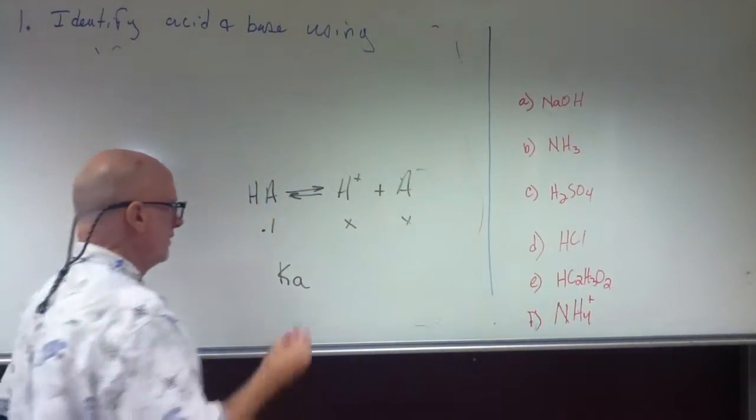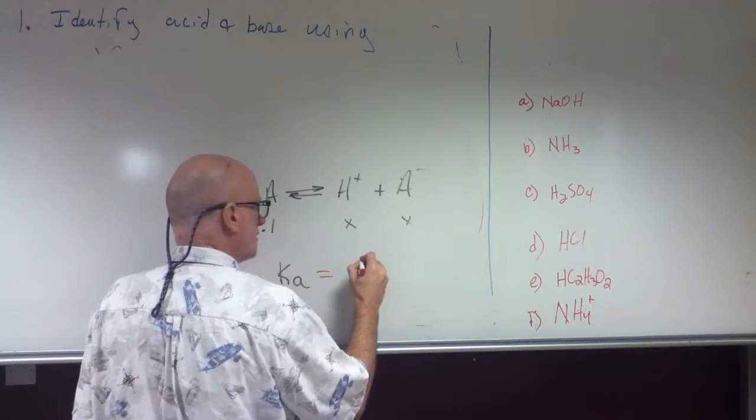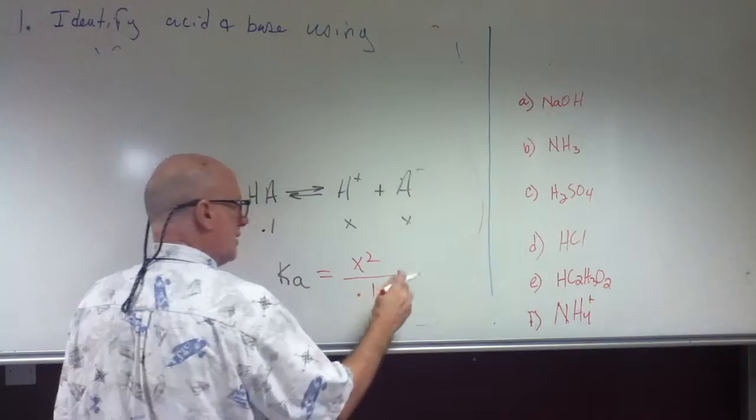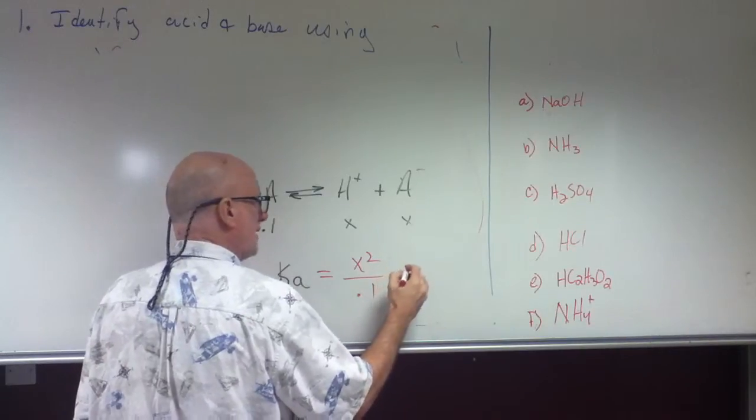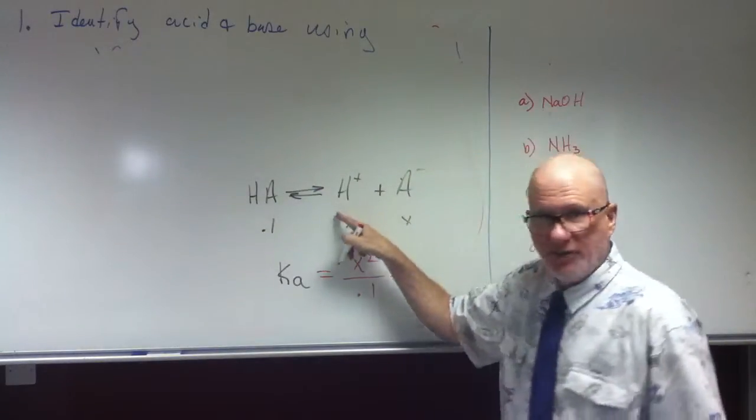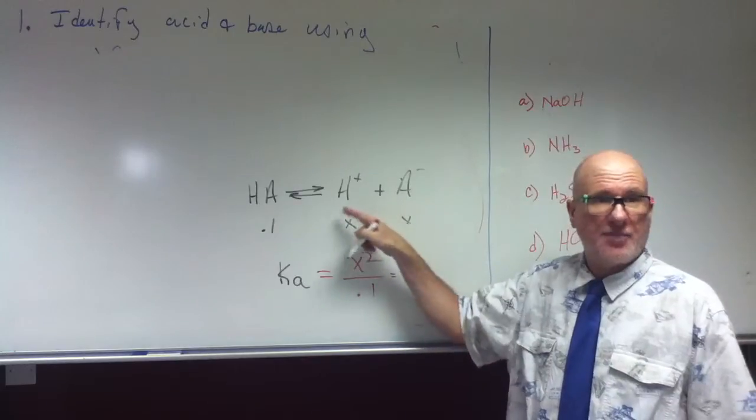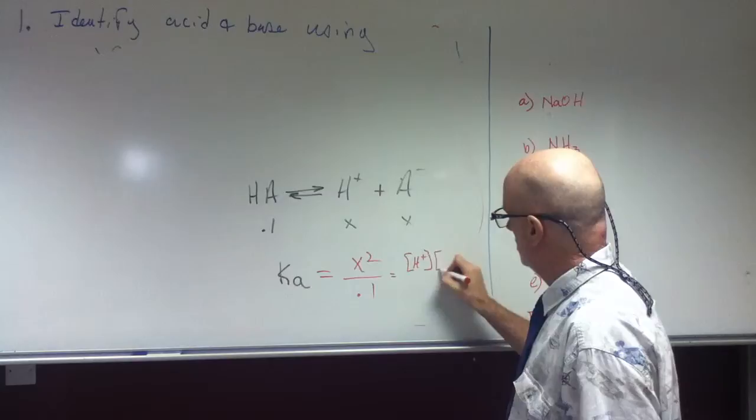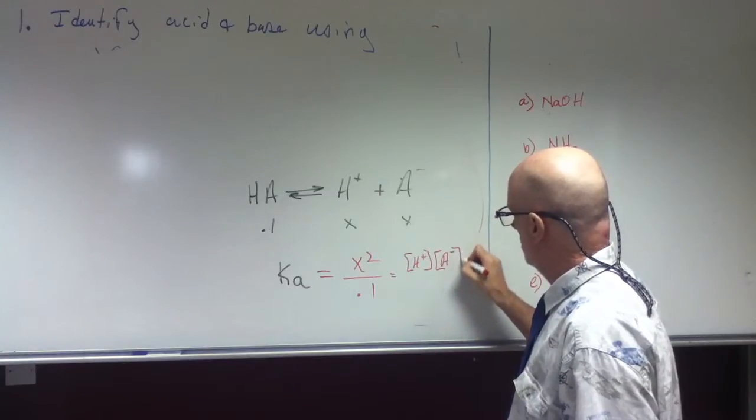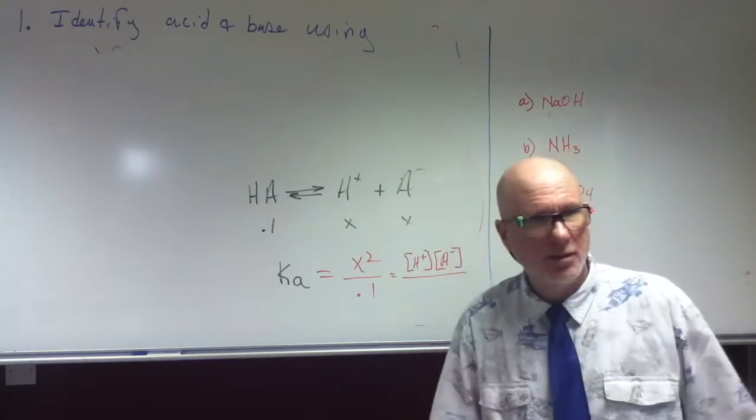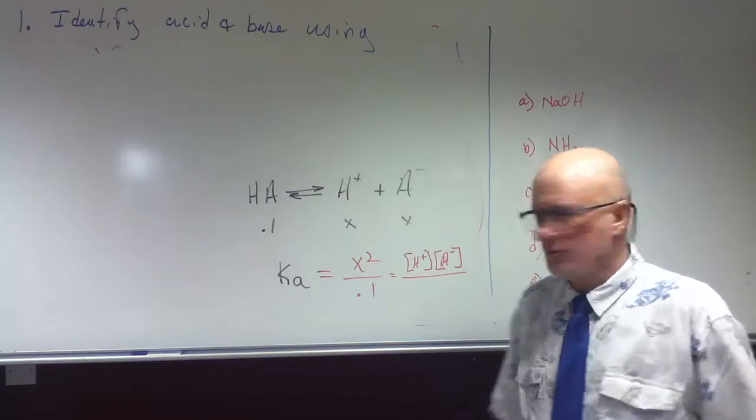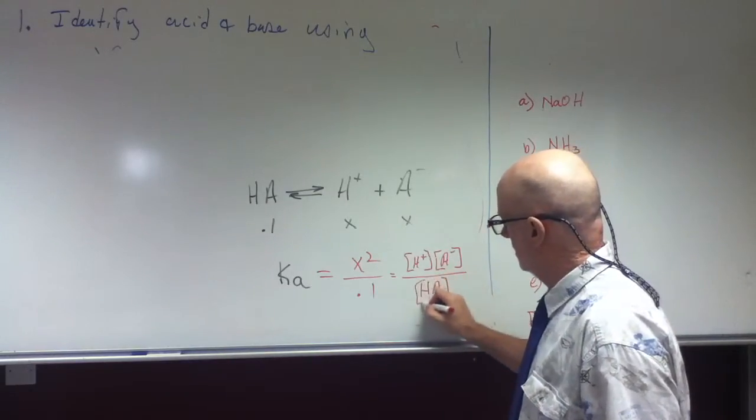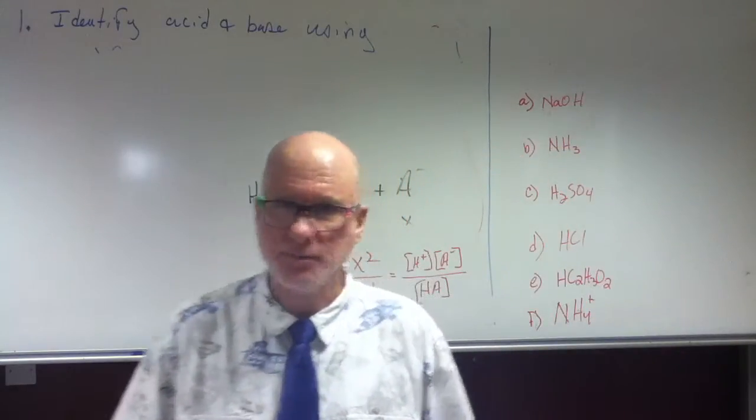The Ka expression equals X squared over 0.1, where in reality it's going to be the products over the reactants, correct? Yes or no? Yes.